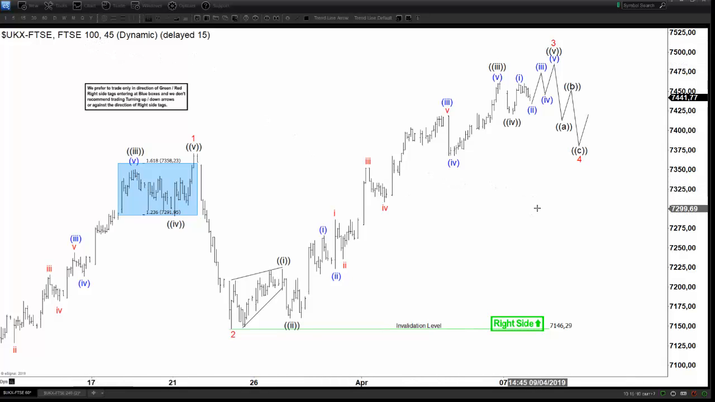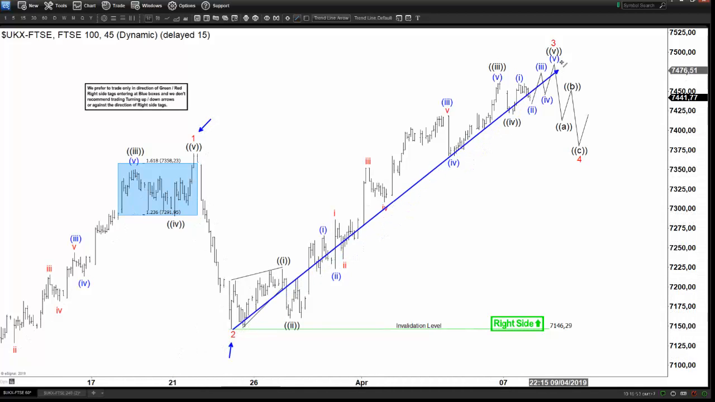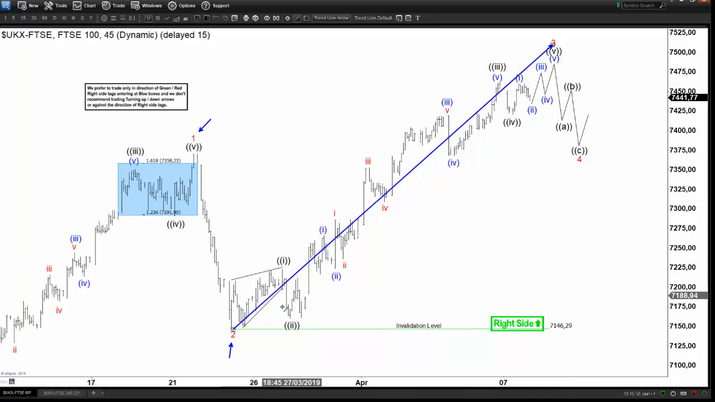This is the 45 minutes chart. We can see right here that this rally was labeled as wave 1. This pullback was wave 2, and now we are ending this wave 3 over here. You can see the subdivision is in 5 waves, 1 2 3 4 5. Each one of them subdivides into 5 waves. This reflects the fractal theory in Elliott Wave, where each wave 1, wave 3 and wave 5 subdivides in 5 waves.